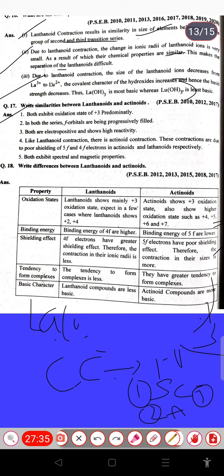So this is the most important and expected question of the d and f block elements, a 5 marks question.